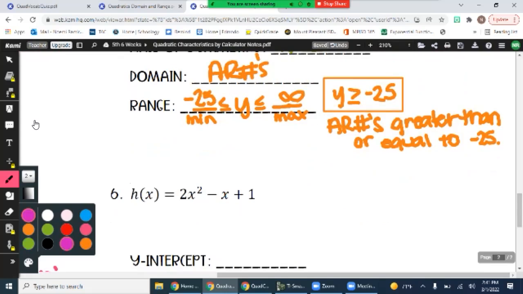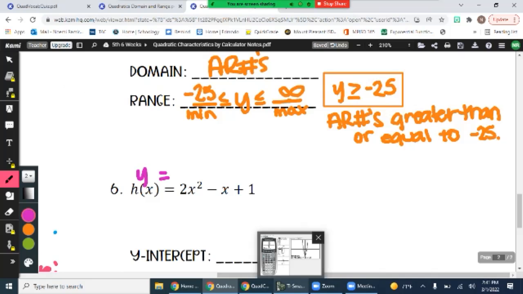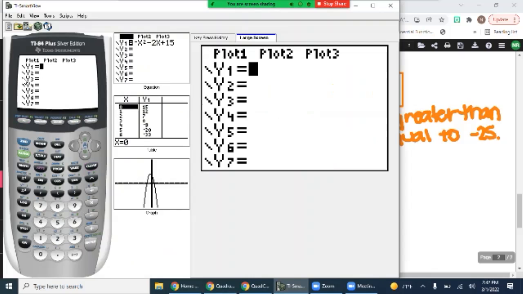Last one, number 6. Do I have to make any changes to this equation? No. You do not. Have an h of x, g of x, f of x, n of x, p of x, anything of x. Same as having y equals. Let's go ahead and type this into our y equals screen. Okay, so clear that out. 2x squared minus x plus 1. Can anybody guess what the y-intercept is going to be?